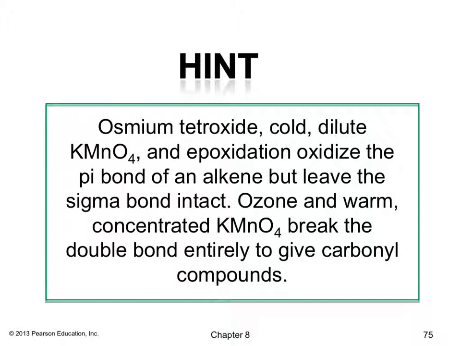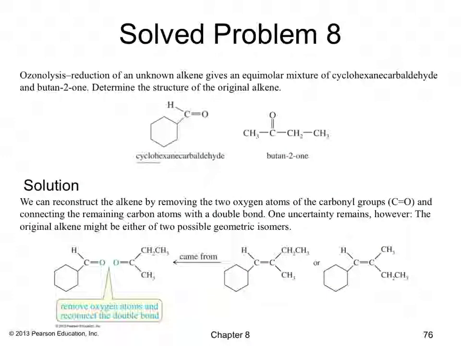So an important thing to note is that osmium tetroxide, cold dilute potassium permanganate, and epoxidation oxidize the pi bond of an alkene, but leave the sigma bond intact. Then when you look at ozone and warm concentrated potassium permanganate, that breaks the double bond entirely to give the carbonyl. So let's do a problem.